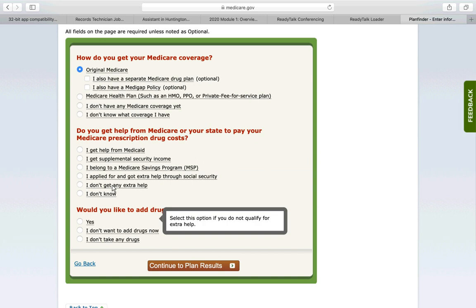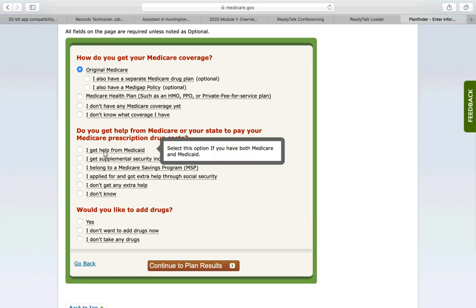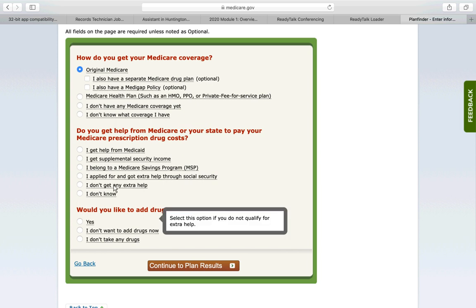And if they get extra help from Medicaid or LIS, then regardless of what plan they enroll into, that extra help is going to apply. Okay, but I always click on I don't get extra help. Would you like to add your drugs now? I'm going to say yes. Continue to plan results.